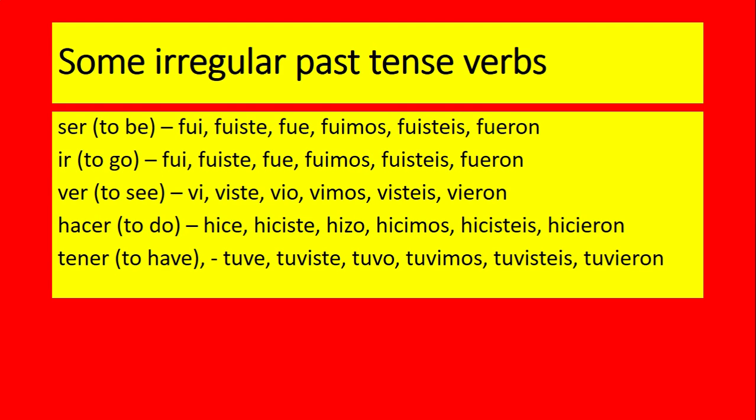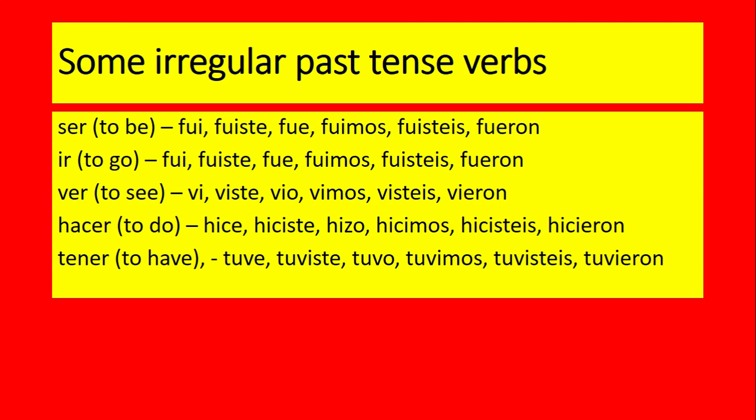So ser and ir go fui, fuiste, fue, fuimos, fuisteis, fueron. In the past tense, ver, so I saw, you saw, he saw, etc., goes vi, viste, vio, vimos, visteis, vieron. Hacer goes hice, hiciste, hizo, hicimos, hicisteis, hicieron. And tener goes tuve, tuviste, tuvo, tuvimos, tuvisteis, tuvieron. So those ones you just need to memorize separately.